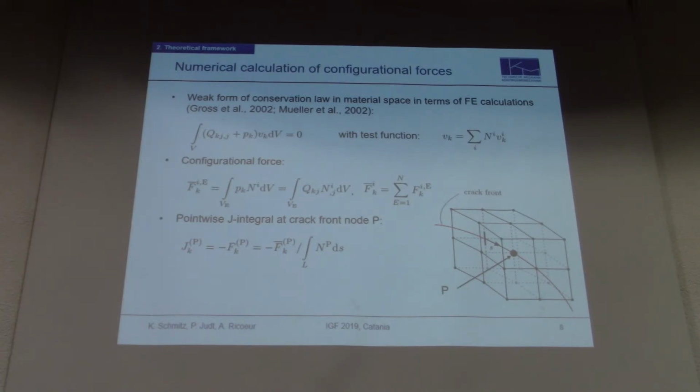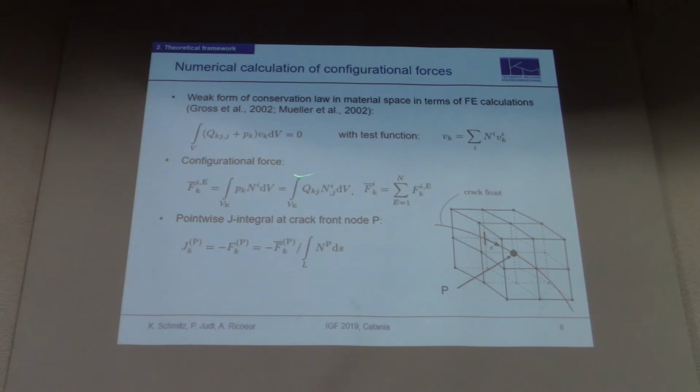Numerically, those configurational forces are calculated from a weak formulation of this conservation law I showed you before, in terms of the finite element calculations. This was proposed by Rose et al. and Müller et al. in the year 2002. What we do here is that the conservation law is multiplied with a test function, integrated over volume, that has to equal 0 for the volume. The idea is now that these test functions are discretized by the isoparametric concept, so that we have the interpolation functions of the finite element method and discrete values for those values b.